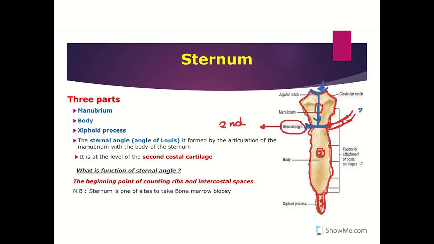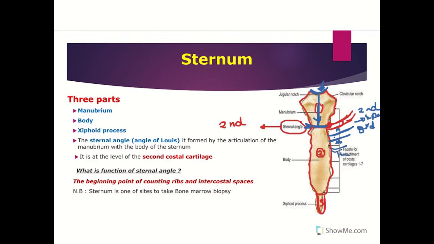So this is the second, and this is the attachment of the third, and between the second and third, this is the third rib, and here this is the second. Each space is lying below, or inferior to, the rib. So the second rib and second space, third rib, third space, fourth rib and fourth space, and like that.